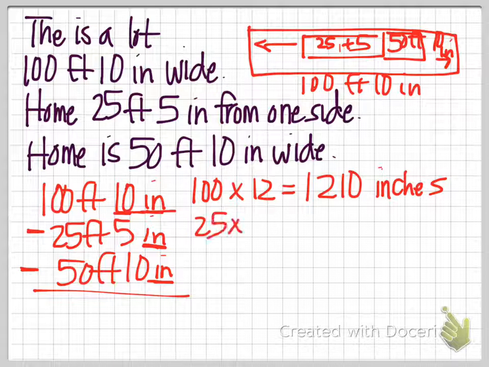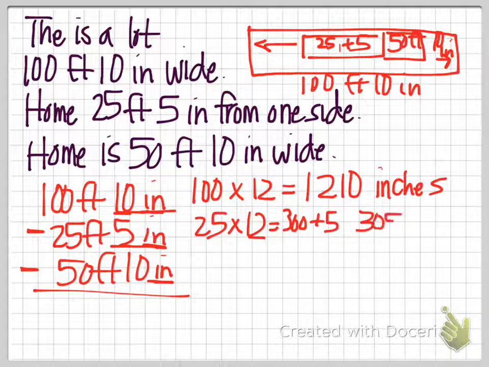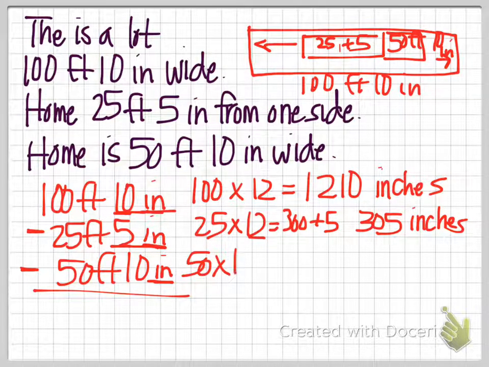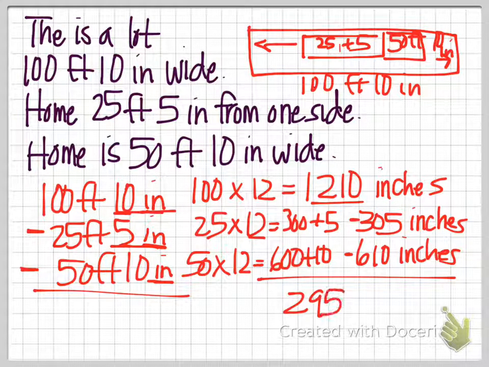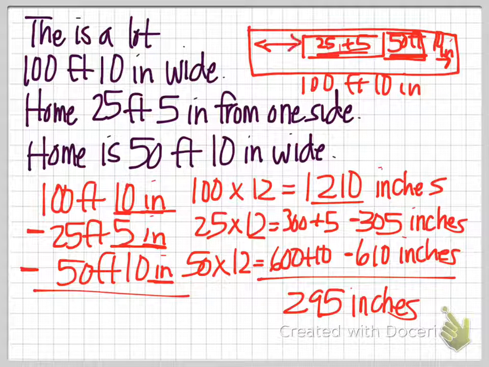If we say 25 times 12, that is 300 plus our 5 inches gives us 305 inches. And then we have 50 feet, so we need to do 50 times 12, which is 600, plus our 10 gives us 610 inches. Now we can just subtract the 305 inches and the 610 inches from the 1,210 inches. We get 295 inches. That's how much is left after we take out the home and the space on one side, which is the rest of the lot.